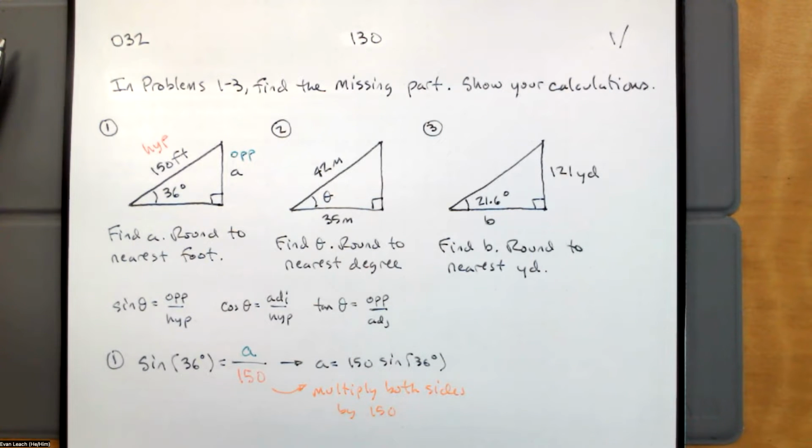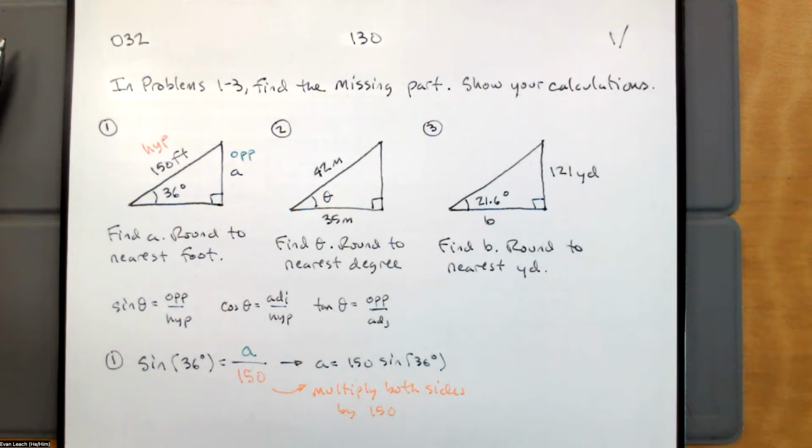This is a 2 out of 3 problem with multiplication. So A divided by 150 is equal to sine of 36. That means A is 150 times the sine of 36.